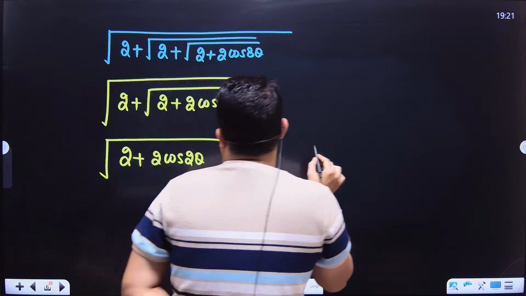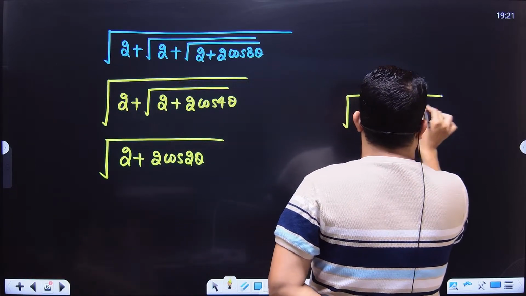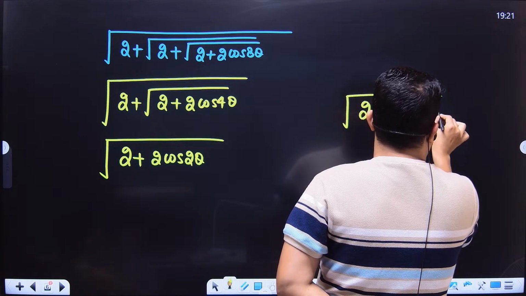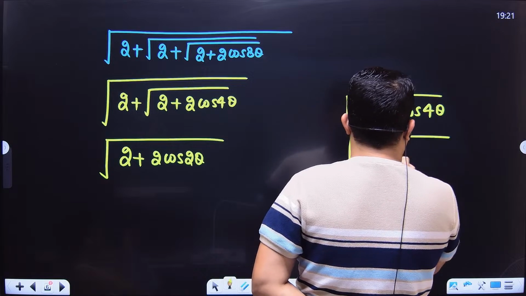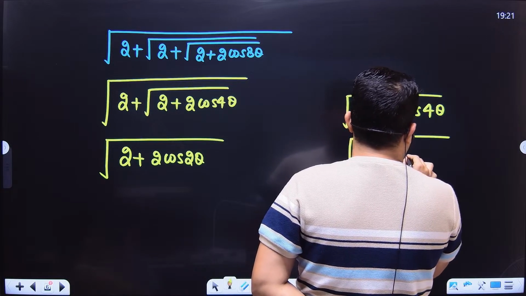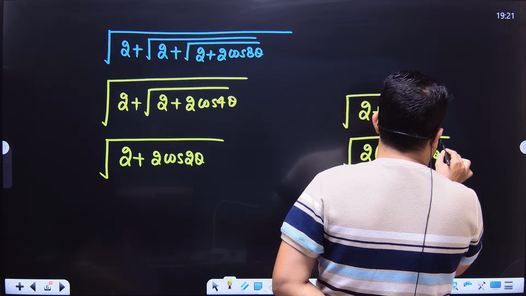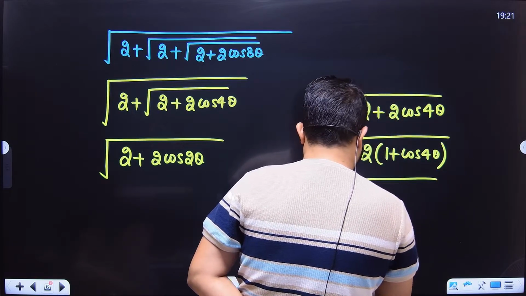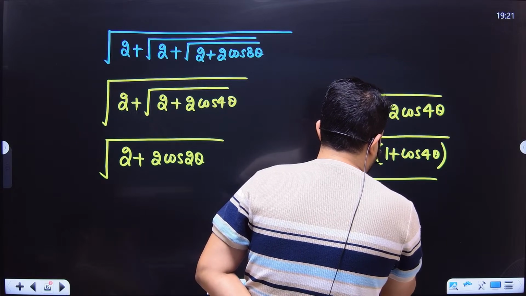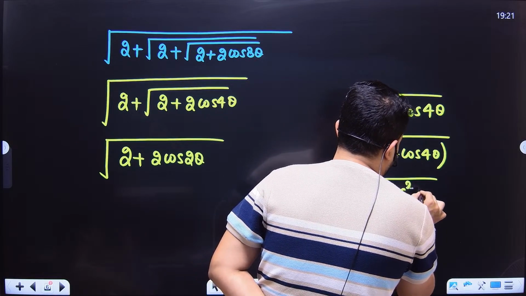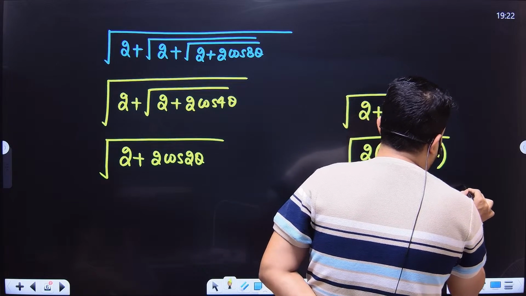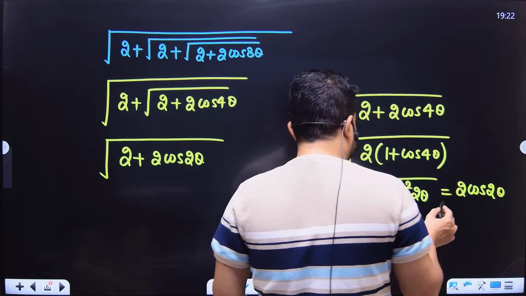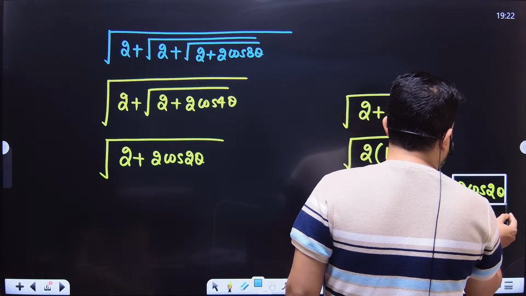Because if I solve it here individually, 2 plus 2 cos 4 theta. If I take 2 common, then I have 1 plus cos 4 theta. Then it will be converted into its half angle, 2 into 2 cos square 2 theta. Then it is equal to 2 cos 2 theta. So we can do this question directly.